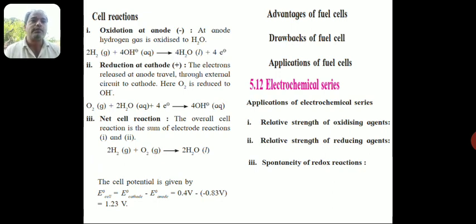Then the drawbacks of this fuel cell. The main drawback is the handling of the hydrogen cylinder. It is very difficult to handle or carry a hydrogen gas cylinder. If there is any leakage of the hydrogen gas, there is a lot of chance of explosion, because hydrogen is highly flammable. So this is the main drawback of the hydrogen oxygen fuel cell.